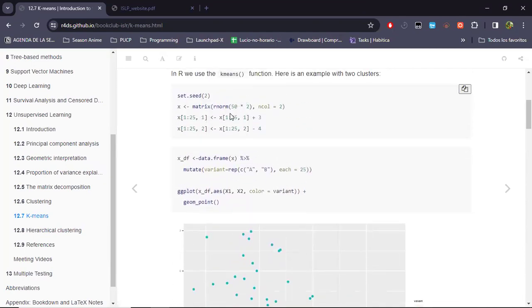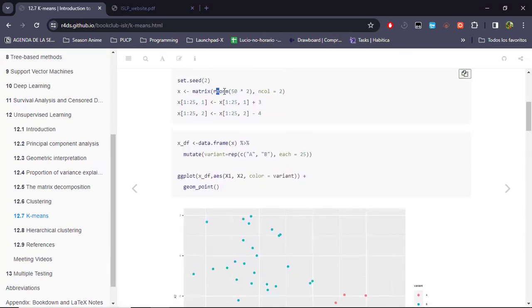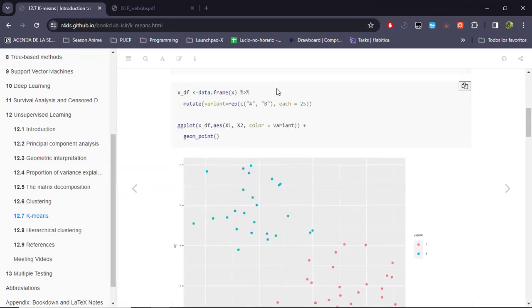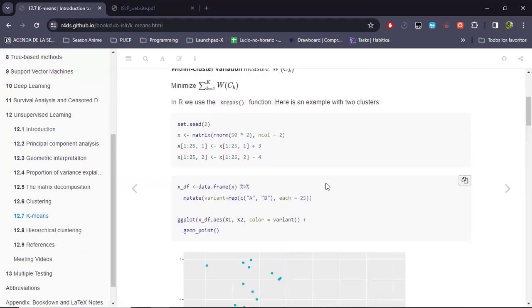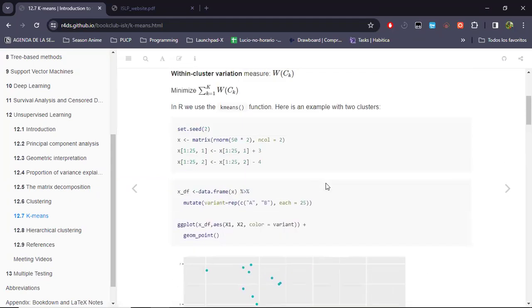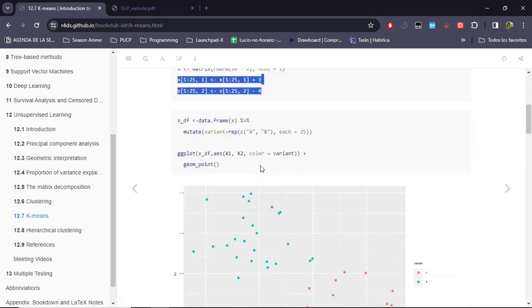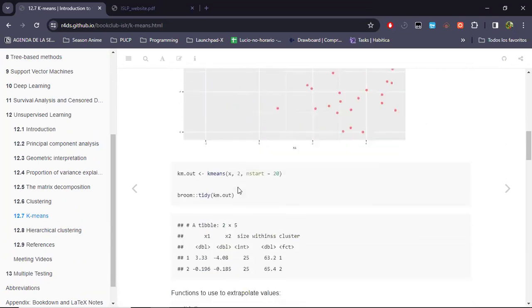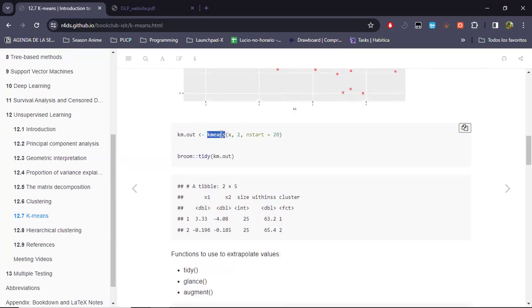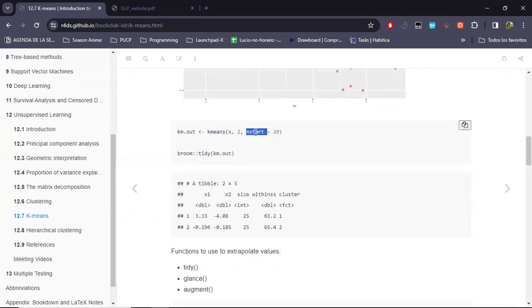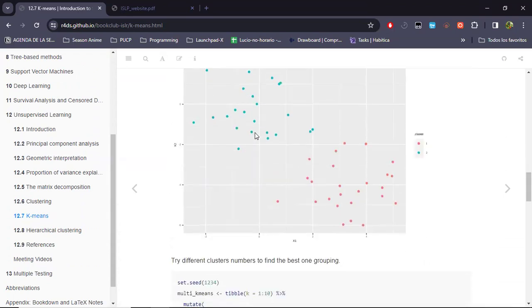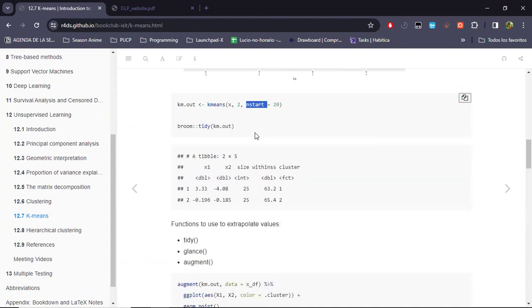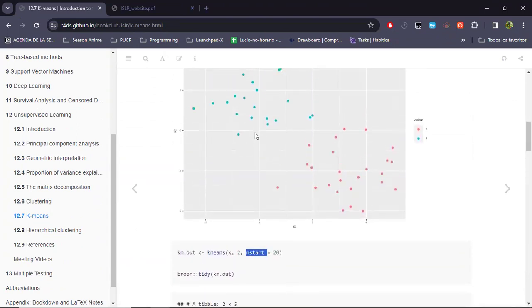For example, if we take a look at this, they generate some data from a normal distribution, two columns. This is the data generated. They have been shifted so that they can be assigned different groups, group A and group B. It's going to perform the k-means algorithm, generating only two groups because there are only two, and nstart. I don't remember what nstart did. I'm not 100% sure, but I think it's like the observation you start with.